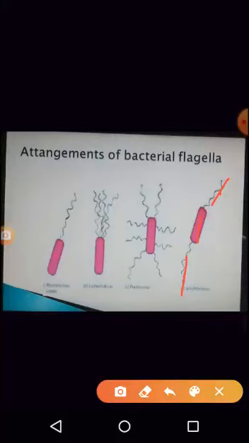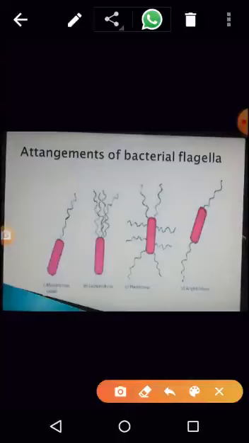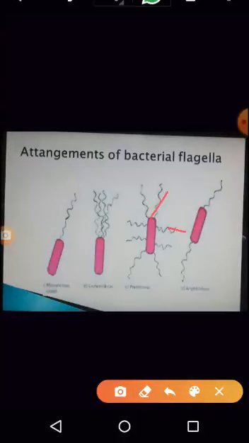Now there would be some bacteria which possess flagella throughout the body. If the flagella is distributed throughout its body, then such bacteria we call peritrichous. Example for that is E. coli.